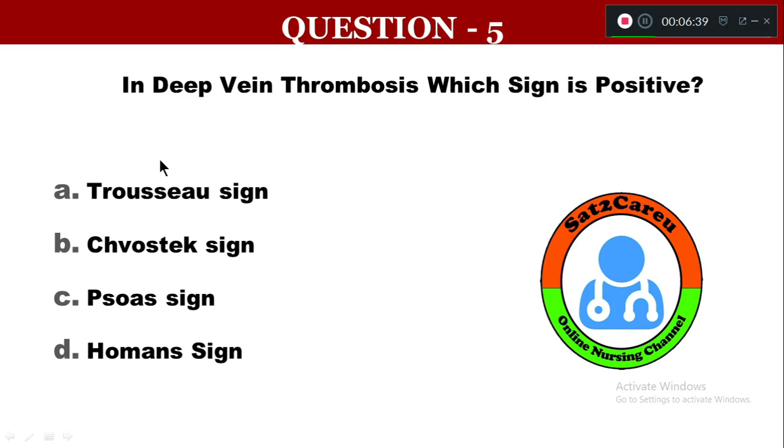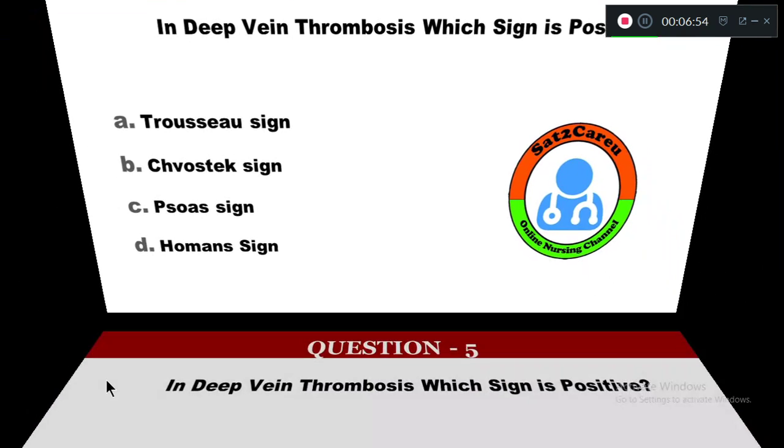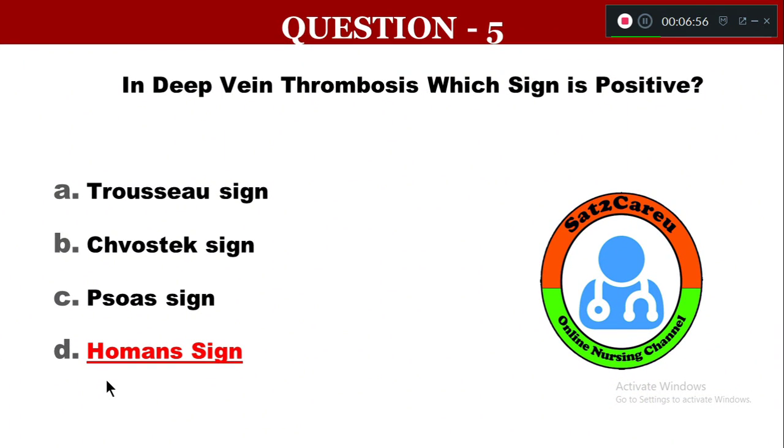Question number 5. In deep vein thrombosis, which sign is positive? Option A, Trousseau sign. B, Chvostek sign. C, Psoas sign. D, Homan sign. The right answer, the sign which is positive in deep vein thrombosis, is option D, Homan sign.